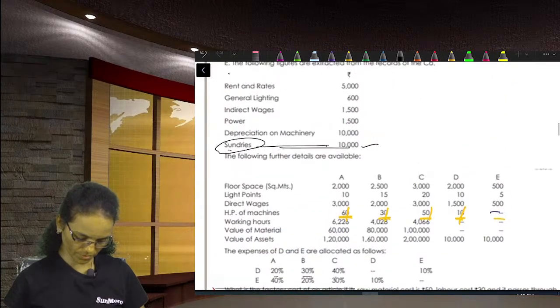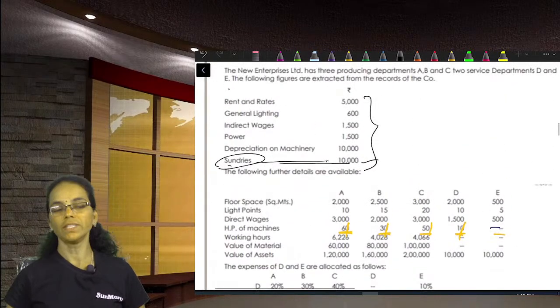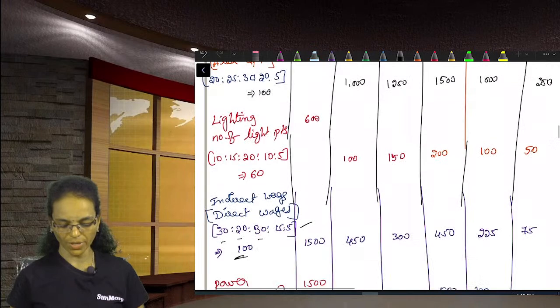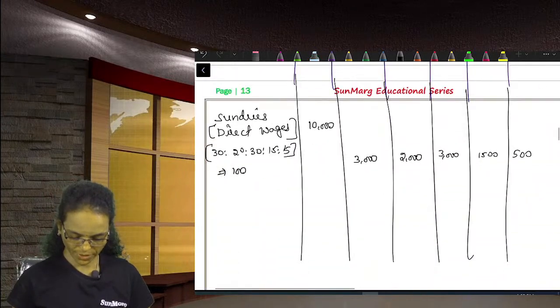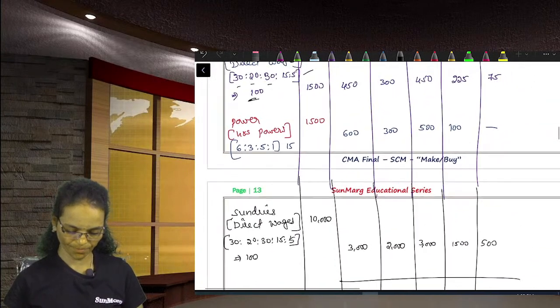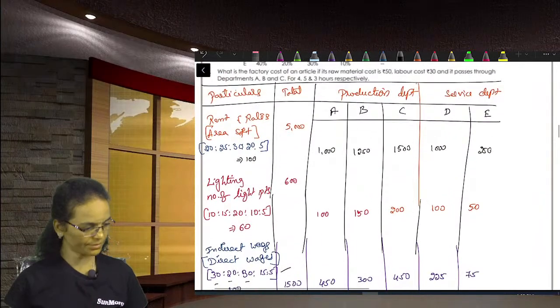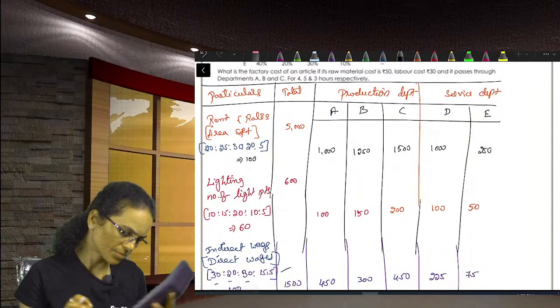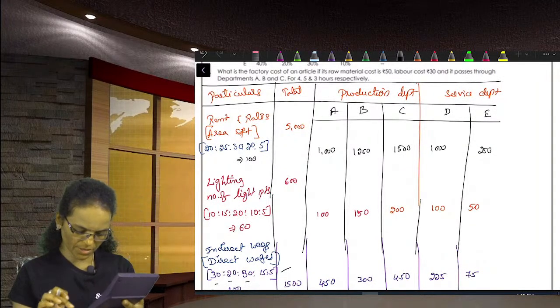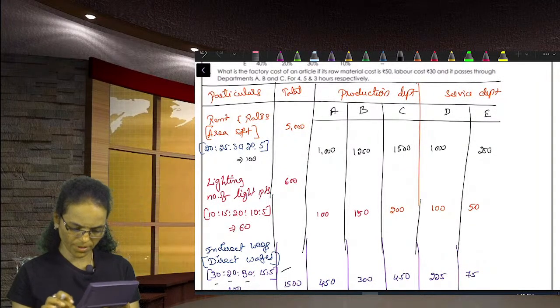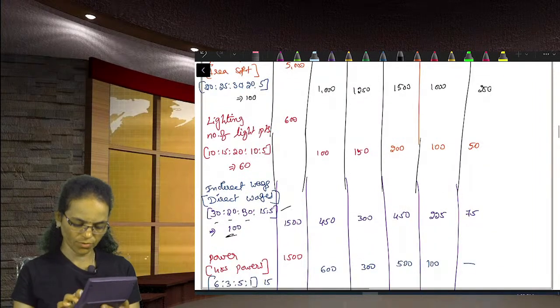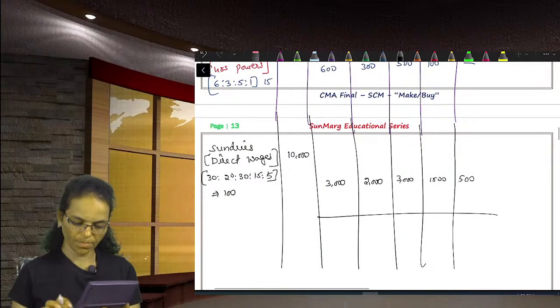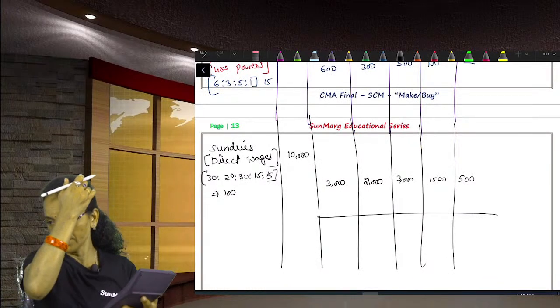So this one is done. When it is done, in the sense primary distribution is done, so we need to add everything. 1,000 plus 100 plus 450 plus 600 plus 3,000, that is 5,150.